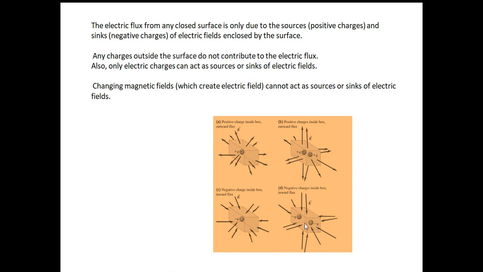Now the question is, if I have one positive charge and one negative charge, what should be done? This can be a good problem. We will solve these types of problems later on. The positive charge is called a source and the negative charges are called sinks for the electric field. Now, a changing magnetic field, which creates an electric field, cannot act as a source or sink of electric fields. It has to be this isolated charge Q.